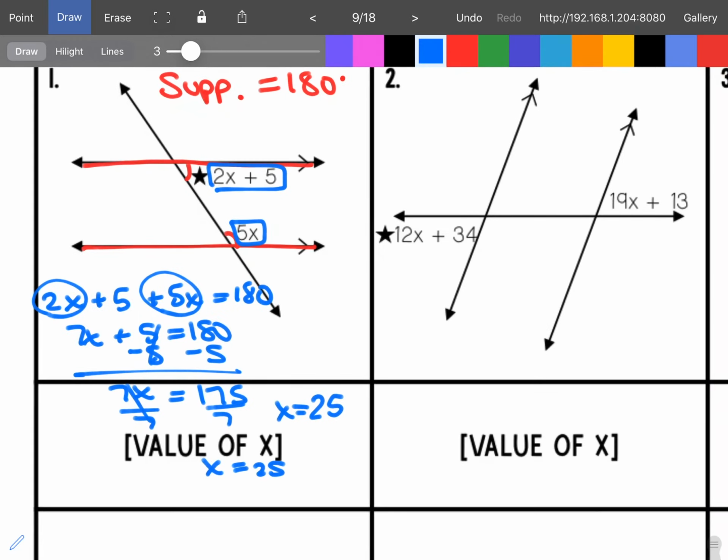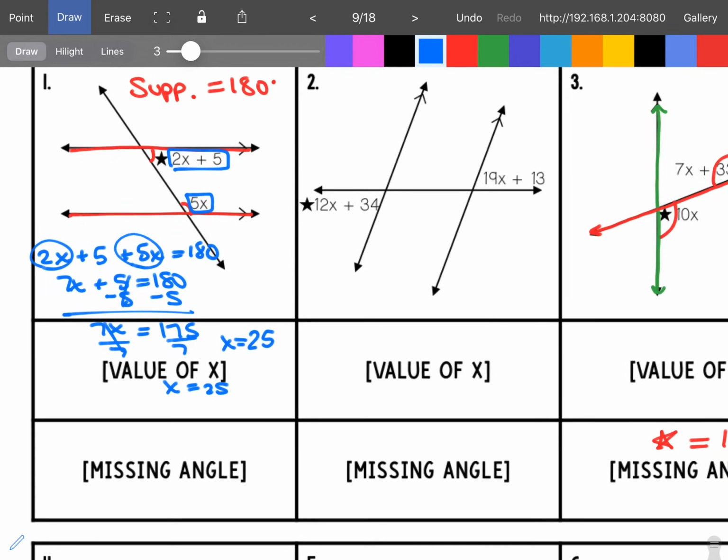But then remember, you're supposed to be finding the missing angle. In number 1, the missing angle where the star is, that's 2x plus 5. We know x is 25. So we are going to replace that x with 25. So we're going to have 2 times 25 plus 5. Well, 2 times 25 is 50 plus 5 is 55. So that missing angle is 55 degrees.